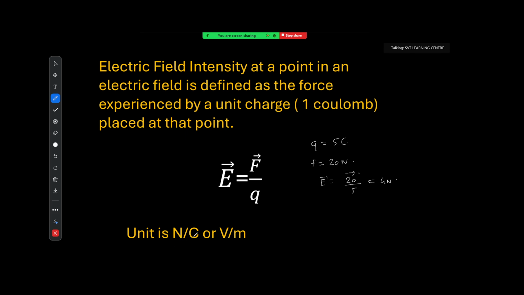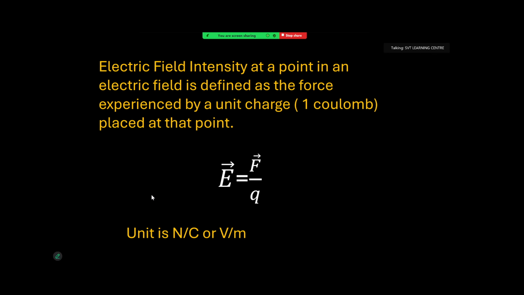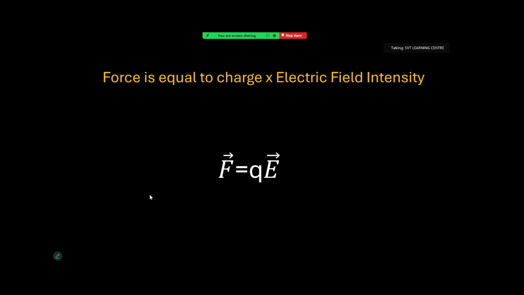It is measured in Newton per coulomb. As you can see, we have force in the numerator, charge in the denominator. Of course, later on when we look at potential, we will also describe the unit of the field as volt per meter. So going ahead, we can also say that force can be written as charge into electrical field.